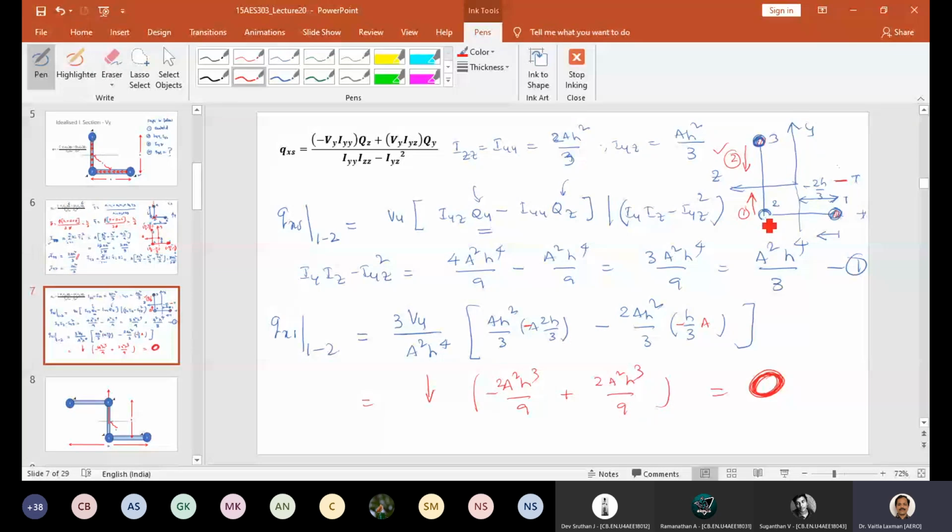If you come from here, you'll get the answer, but unnecessarily you have to take the area moment for this and this. Both you have to take. If you start from here, only one area moment is sufficient. So do that and give me the value. I know the answer, but try to do it.